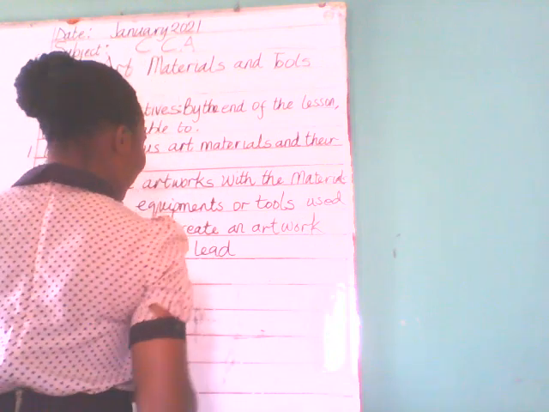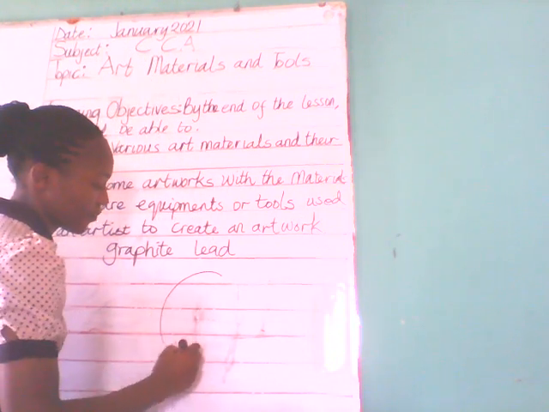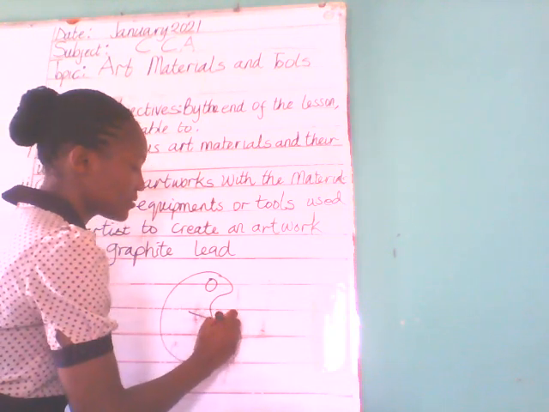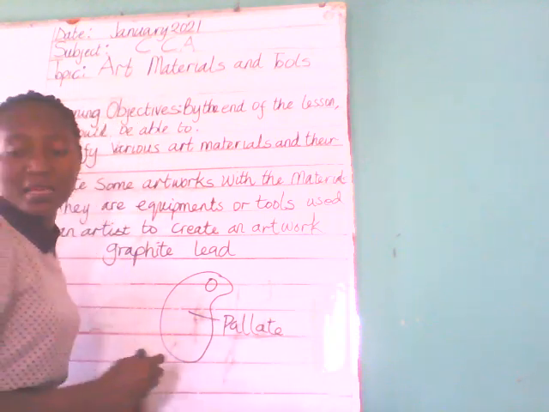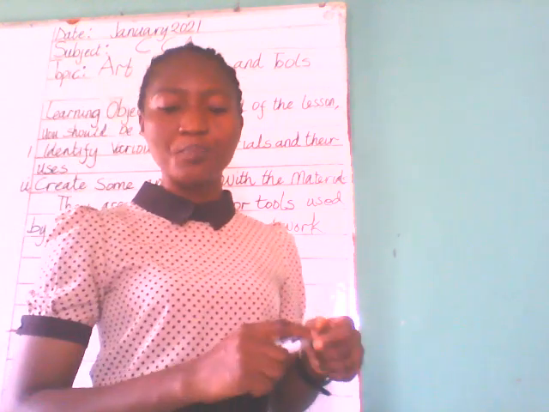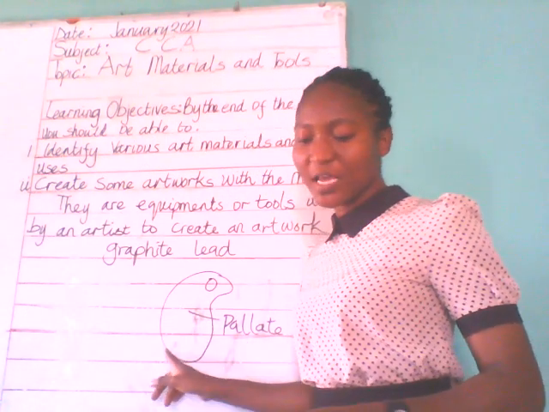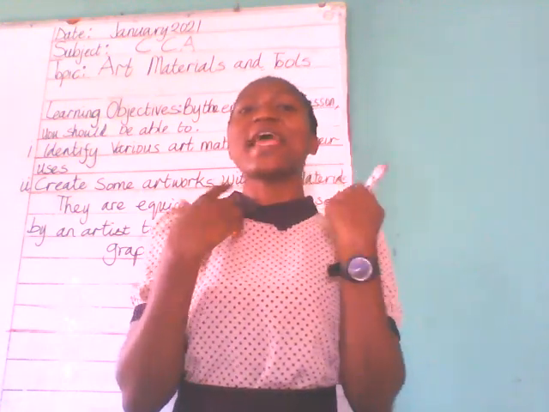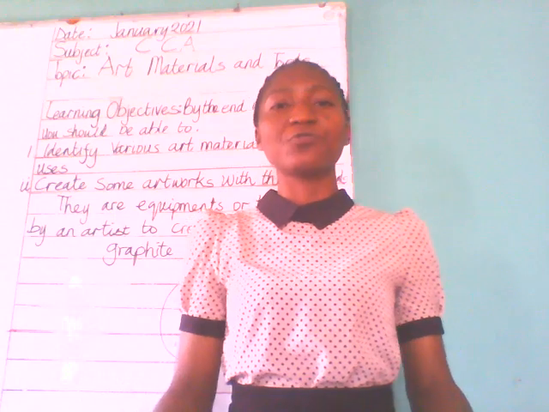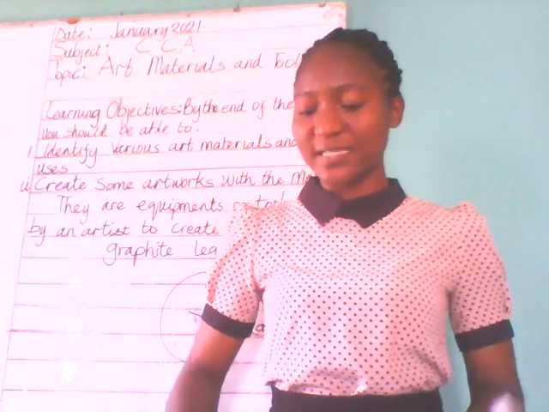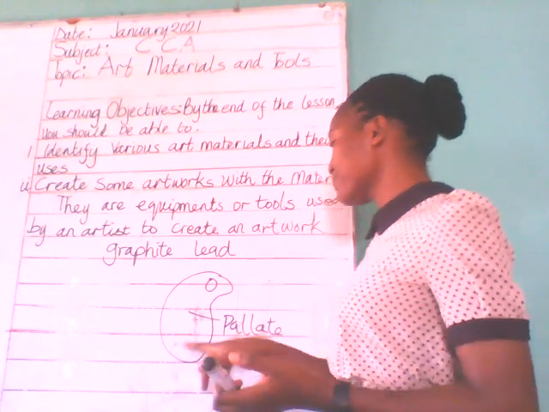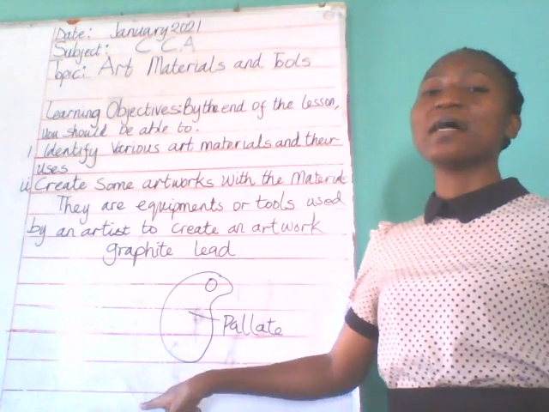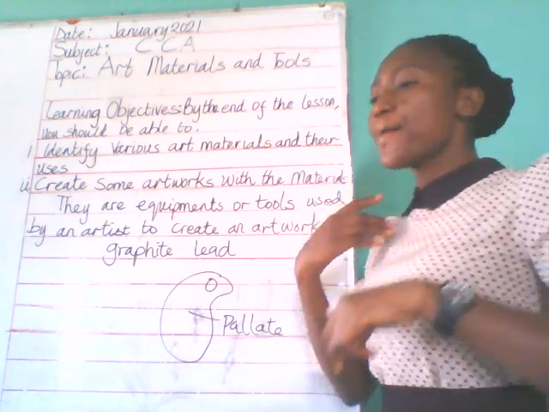Then another one is a palette. This is a palette. A palette is a mixing board. You use it to mix two colors for painting. When you want to paint any drawn object or any object you've created, you use a palette to mix the colors together. It is used to mix two colors that you want to use for painting.